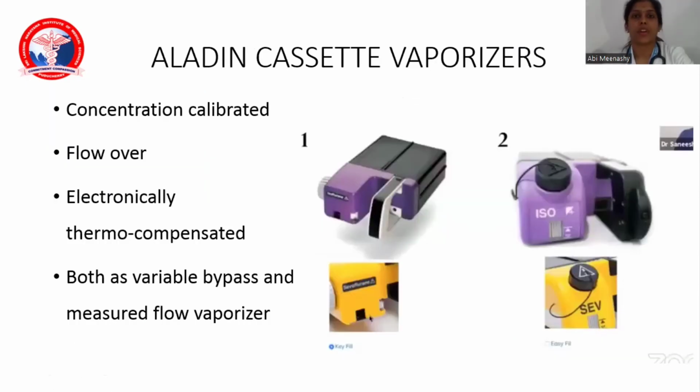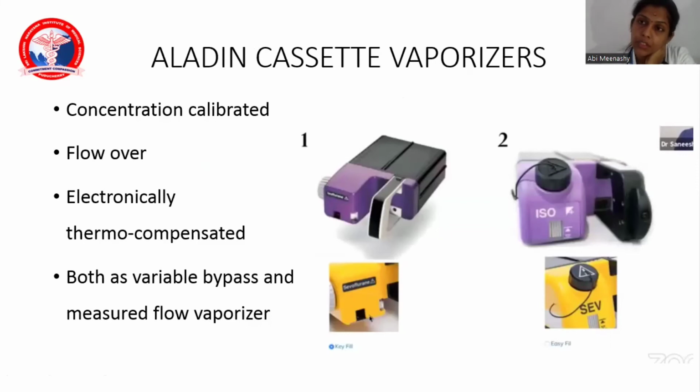Okay, next is your modern vaporizer, the Aladdin cassette vaporizer. Again, according to the 6 components, it is concentration calibrated. It is flow over type with helical wicks. It is electronically thermocompensated, so the computer decides the thermocompensation. It can be used either as a measured flow vaporizer or a variable bypass.